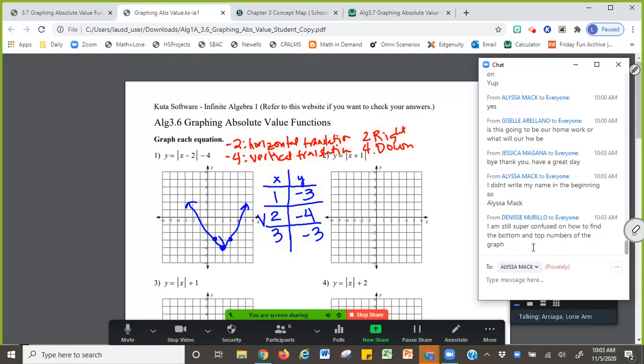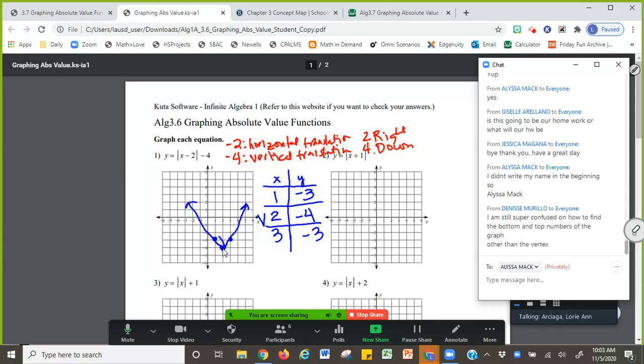On how to find the bottom and top numbers of the graph. Bottom and top number. Okay, can you be more specific, honey? Like this one? The vertex? Is that what you mean? Oh, other than the vertex. I get it.